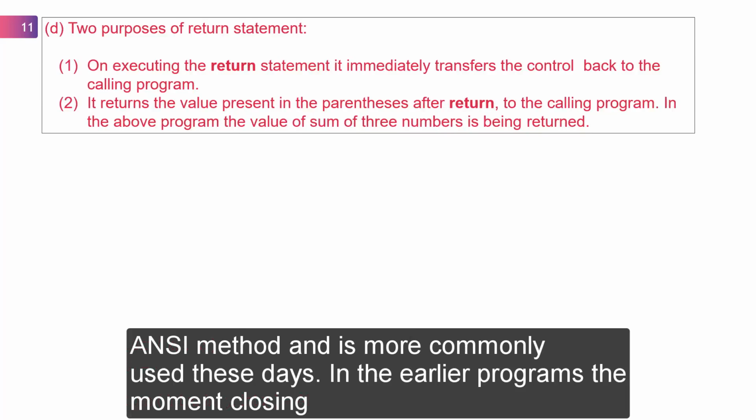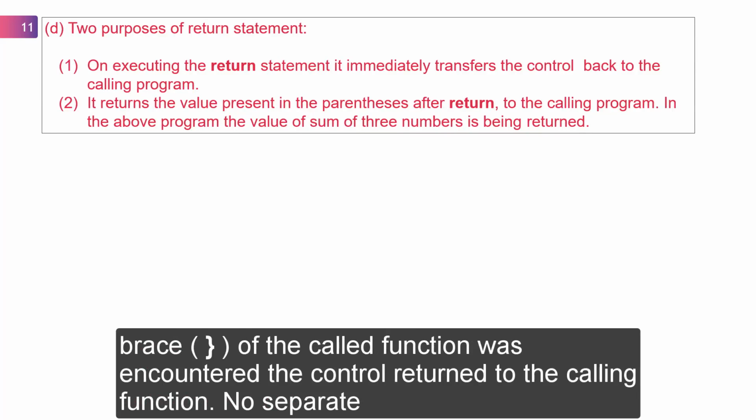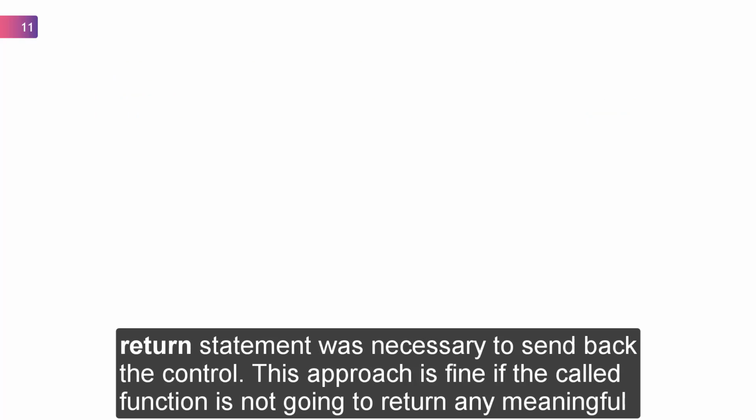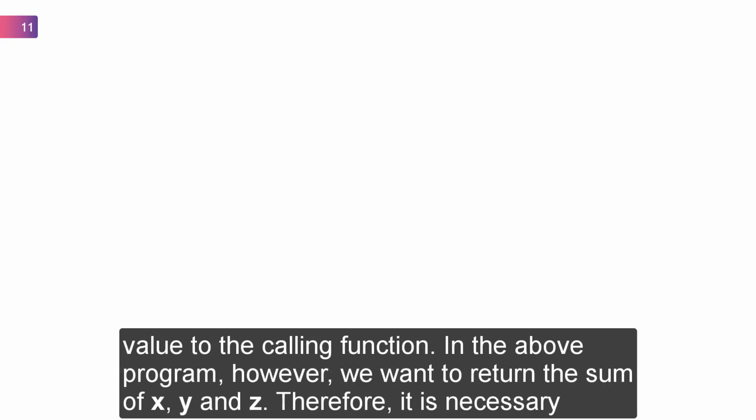In the earlier programs, the moment the closing brace of the called function was encountered, the control returned to the calling function. No separate return statement was necessary to send it back. This approach is fine if the called function is not going to return any meaningful value to the calling function. In the above program, however, we want to return the sum of x, y, and z. Therefore, it is necessary to use the return statement.